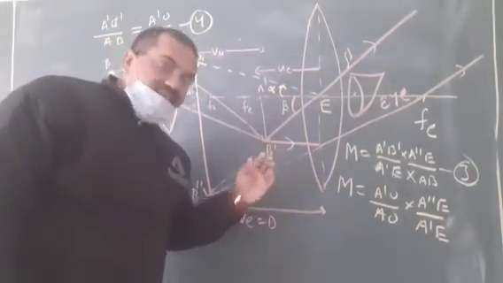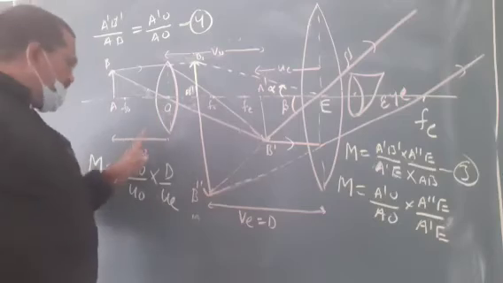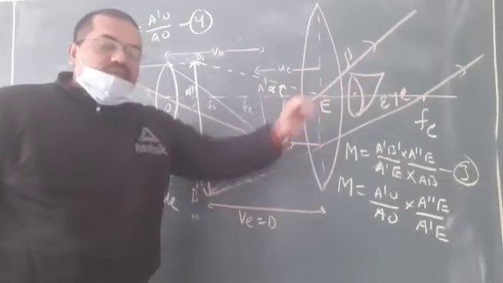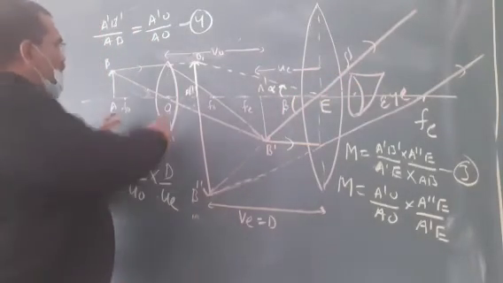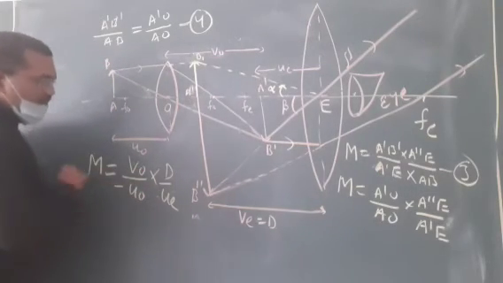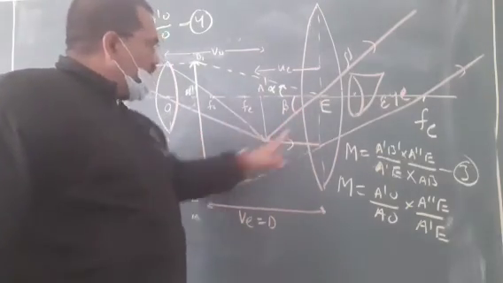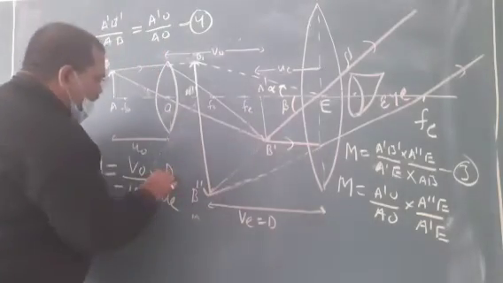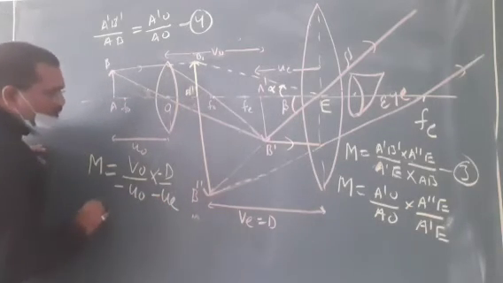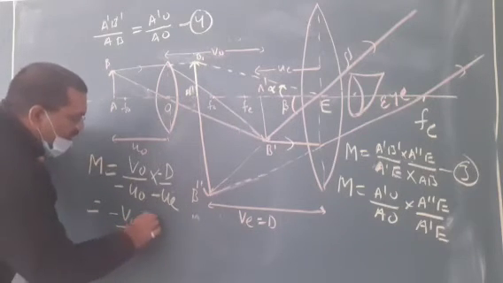You can apply sign convention also. As V naught is on the right side of the objective lens, it is taken as positive, because in the direction of the incident ray you should take positive direction. And U naught is on the left side of the objective lens, so it is taken as negative. D is on the left side of the eye lens, so minus D. U is on the left side of the eye lens, so minus UE. So you can write here minus V naught upon U naught into D upon UE.